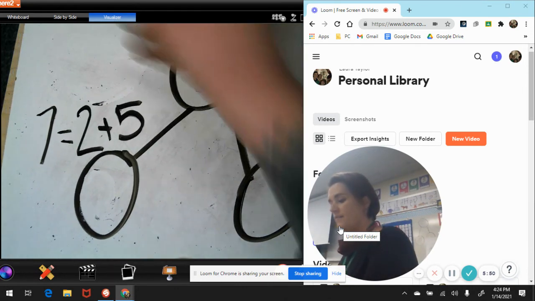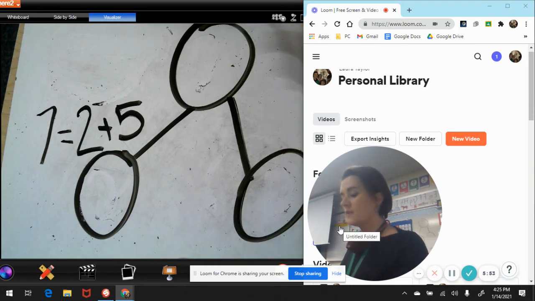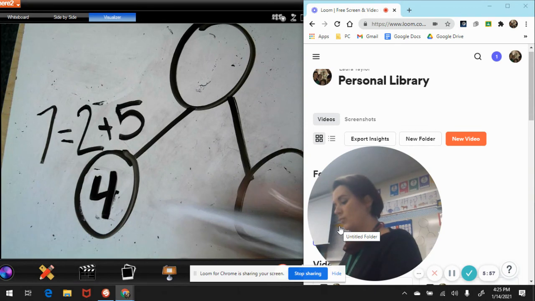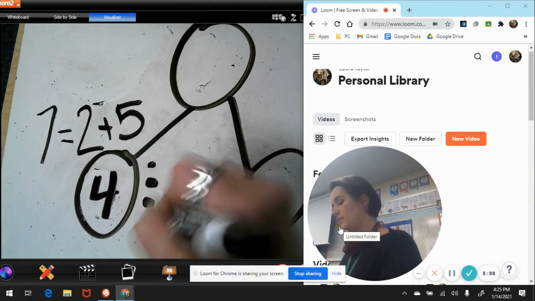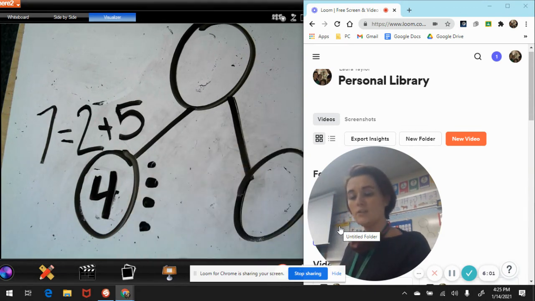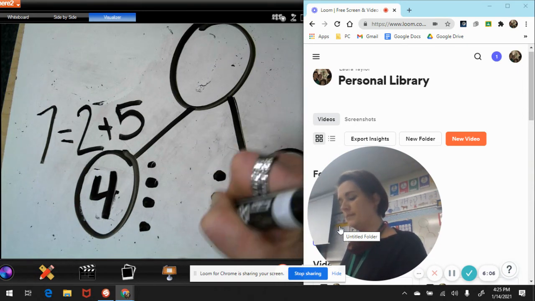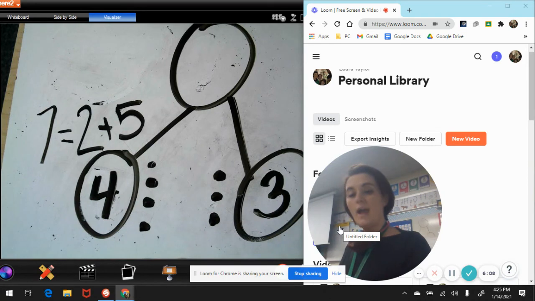All right, let's do this. I have 4 cows. 1, 2, 3, 4. 3 ducks join me on the farm. 1, 2, 3. How many animals do I have altogether?